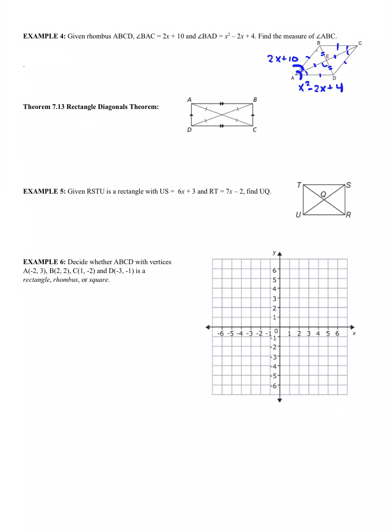Okay, so 2x plus 10 is only half of the angle. So I know that 2 times 2x plus 10 has to equal the measure of the whole angle that they told us is x squared minus 2x plus 4. So we're going to solve this for x. This gives me 4x plus 20 when I distribute. And now we want to set this whole quadratic equal to 0. So I'm going to subtract 4x from both sides. That gives me minus 6x. And I'm going to subtract 20. 4 minus 20 is a negative 16.